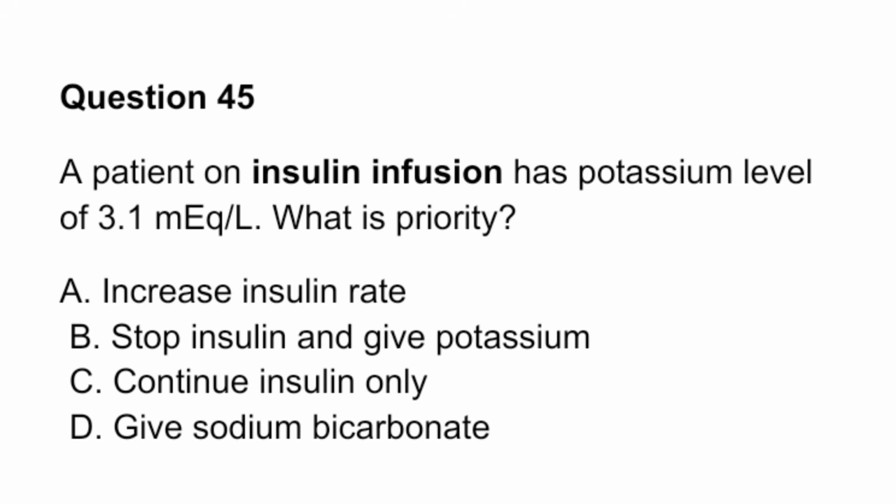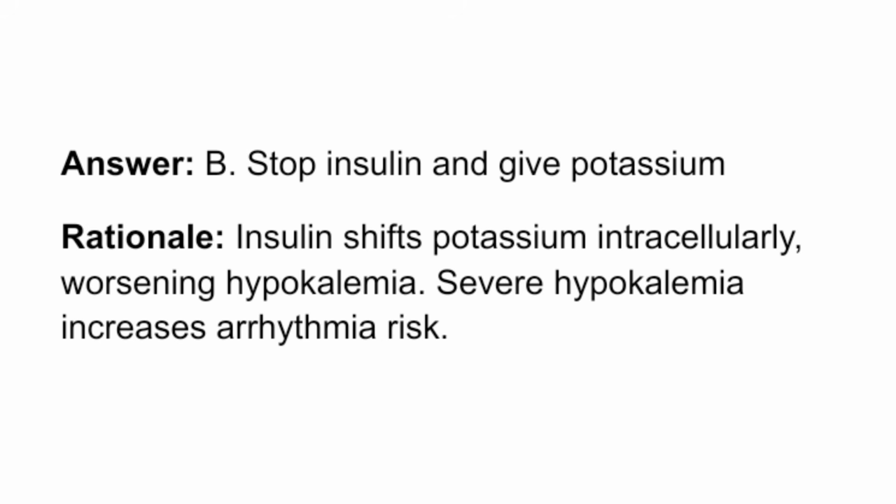Question 45. A patient on insulin infusion has a potassium level of 3.1 milliequivalents per liter. What is priority? A. Increase insulin rate. B. Stop insulin and give potassium. C. Continue insulin only. D. Give sodium bicarbonate. Answer: B. Stop insulin and give potassium. Rationale: insulin shifts potassium intracellularly, worsening hypokalemia. Severe hypokalemia increases arrhythmia risk.